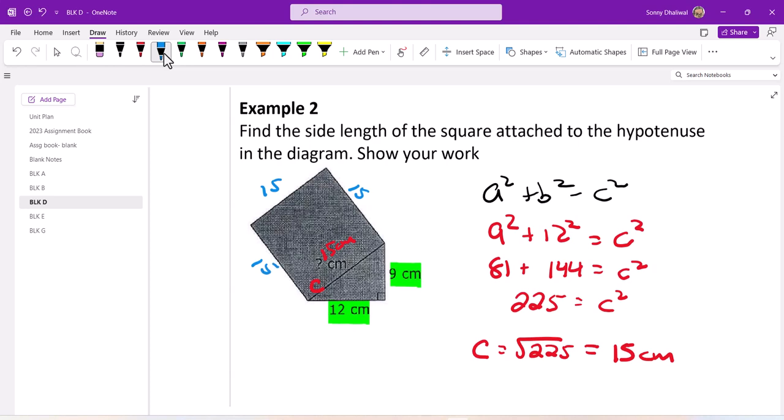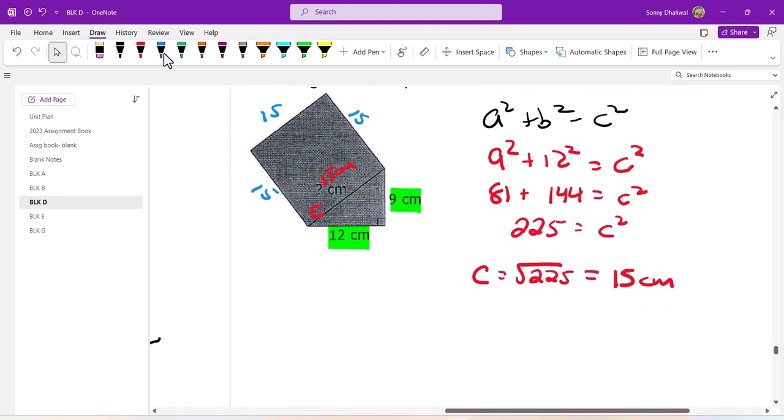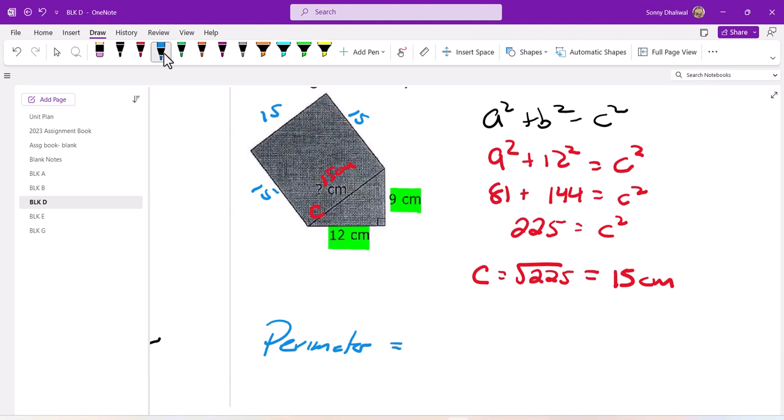So next year, I can almost guarantee you get this question. What is the perimeter? Give me a second here, Ryan. So you add up all the sides. So you pick a corner and you just work your way around. You have 12 plus 9 plus 15 plus 15 plus 15, right?